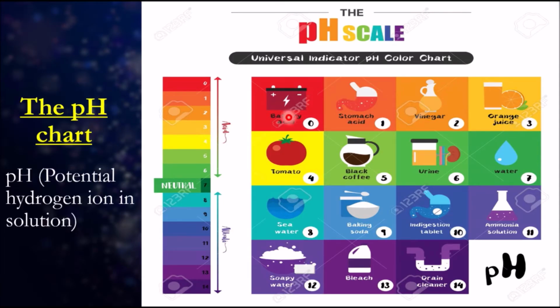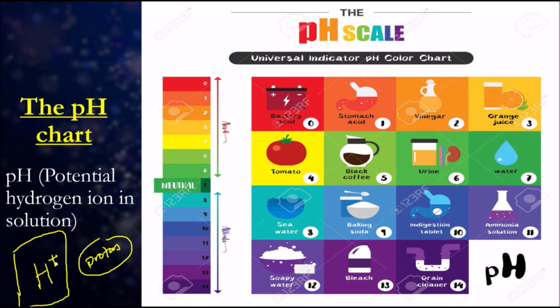So, how do we actually measure how acidic or how basic something is? You use a thing called a pH chart. pH actually stands for potential hydrogen ions. So we're trying to measure how many hydrogen ions, and I'll show you the structure of a hydrogen ion, H+, which is also just a proton. But if you can't remember that, you could just say you're trying to measure the hydrogen ion content.